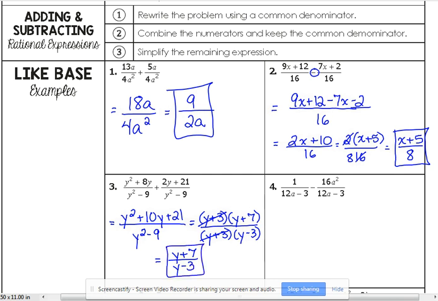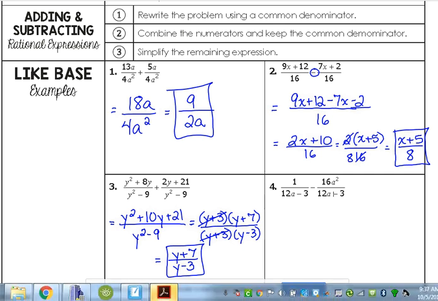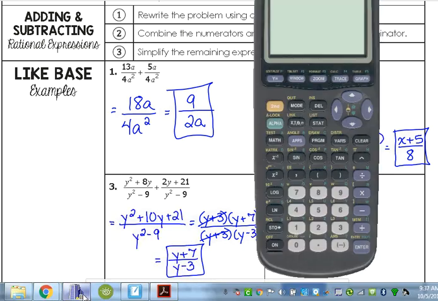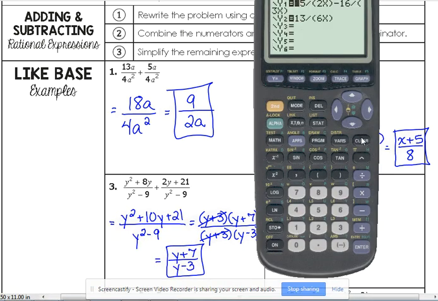Now, let me show you a way you can check yourself. The way you can check yourself with any of these problems when they're simplifying and things like that. Go to your calculator. Okay, type in the original problem, the very original problem in y1, but you have to have parentheses around that entire numerator. So x squared plus 8x in parentheses divided by denominator in parentheses, x squared minus 9. Okay, plus second numerator in parentheses, 2y plus 21, close them, over parentheses, x squared minus 9.